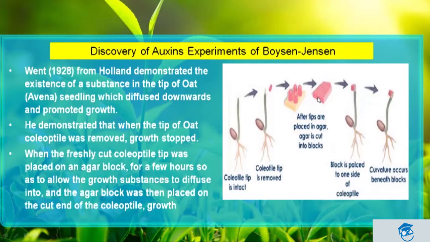Now, the freshly cut coleoptile tip was placed on the agar block for a few hours because the growth substances will diffuse into the agar, and the agar block was then placed on the cut end of the coleoptile. See, this is the cut end of the coleoptile. Now, this agar block is again put onto this cut end. So, what happened? Curvature occurs beneath the blocks. So, this shows the discovery of auxin, which is responsible for the growth.